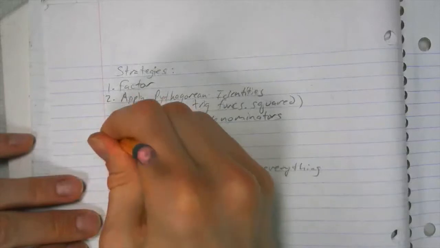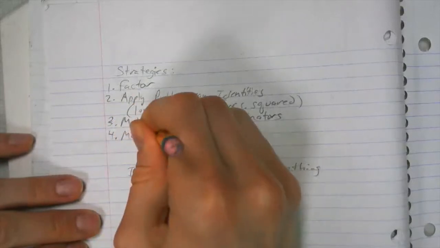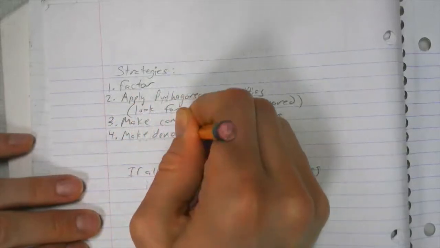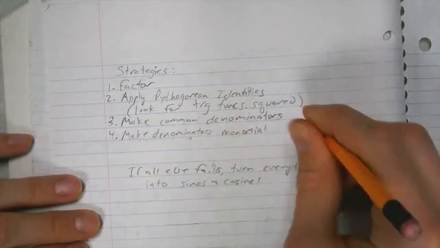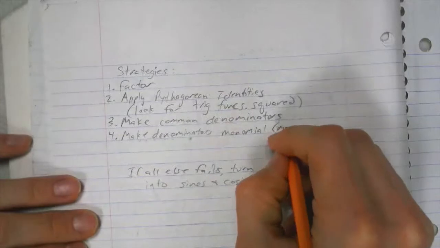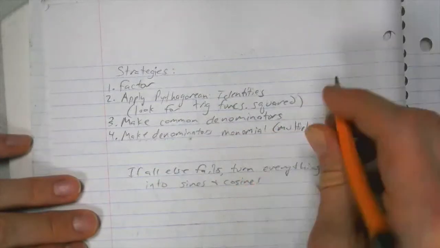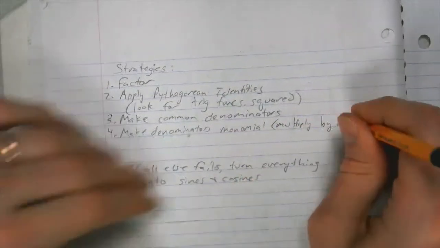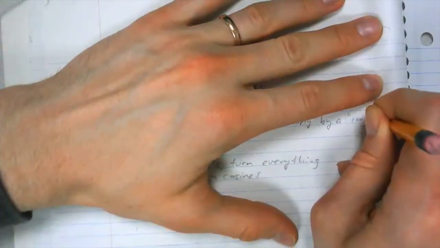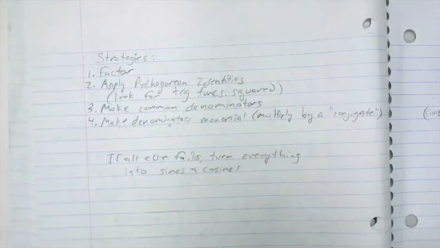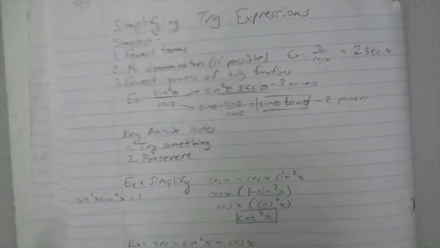So if we have a particular denominator, then something we can do is make denominators monomial. We can make them one term sometimes by multiplying by, and I put it in quotes, conjugate. It's like a conjugate for imaginaries, but it's not quite the same thing. So I put it in quotes. Yeah, that's another way that we can simplify things.